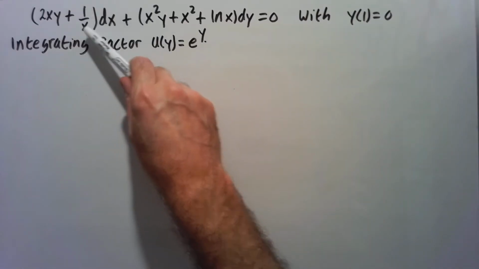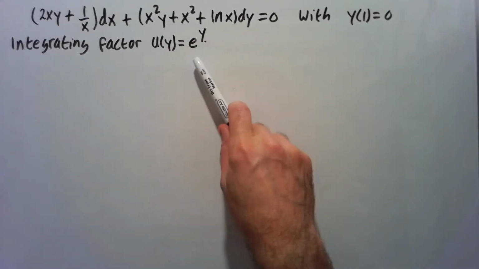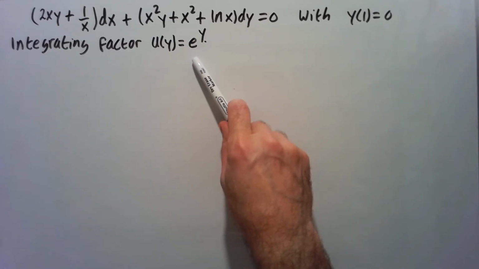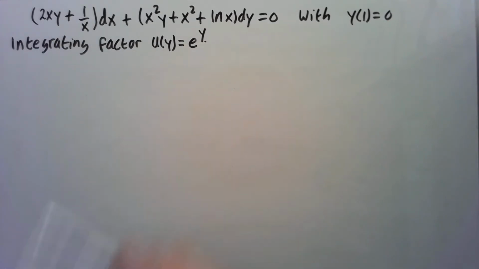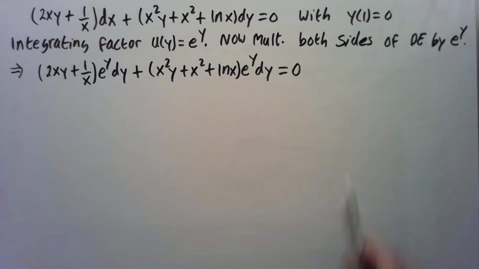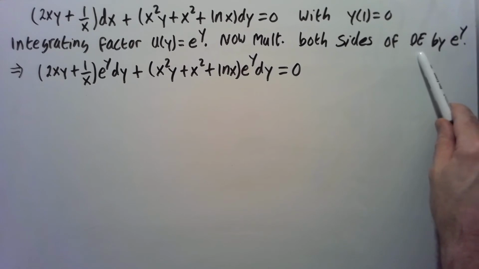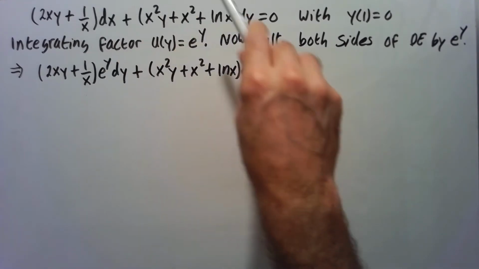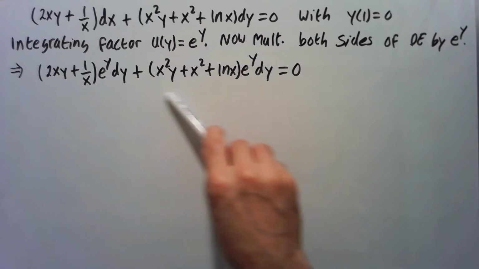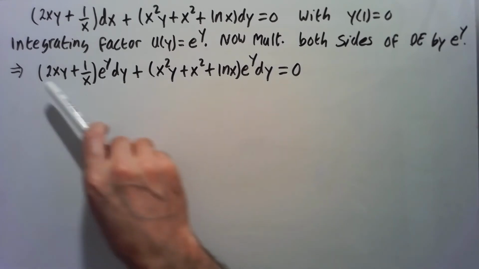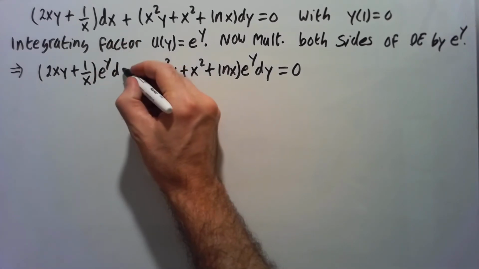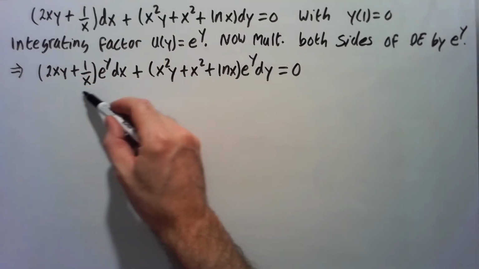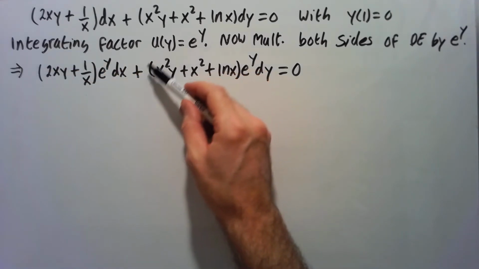So summarizing, I have my differential equation up here, and the integrating factor is e^y. So now we're going to multiply both sides of the differential equation by e^y. So I'm going to multiply e^y here, here, and here. So here's my new differential equation down here. And oops, there should be a dx here. This guy here I'm going to call M tilde, and I'm going to call this one N tilde.